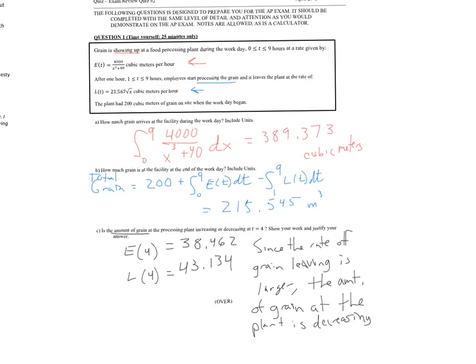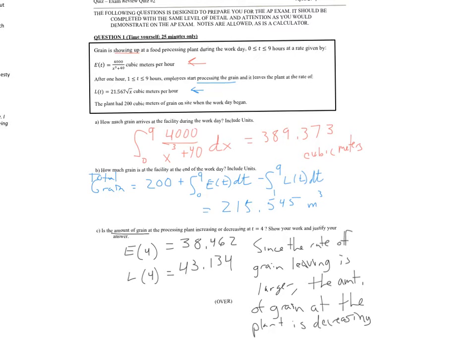Okay, guys, this video is the solution to the second quiz you took, reviewing for the AP test. We'll look at each of these sections one at a time. For part A, how much grain arrives at the facility? I'm assuming that you've read the question since you've done this already.